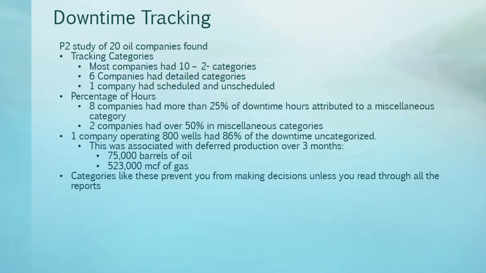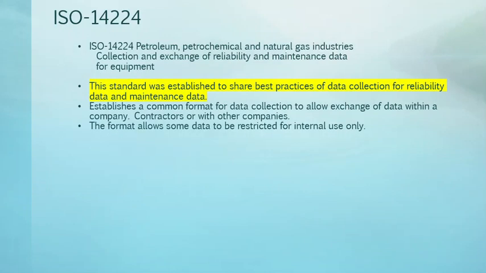These types of categories do not help you make decisions on how to reduce your unscheduled downtime. You need a lot more detail. ISO 14224 is a standard of best practices for collection of reliability data and maintenance data, which allows you to easily share this information within the company, with contractors, or even with companies outside your company.